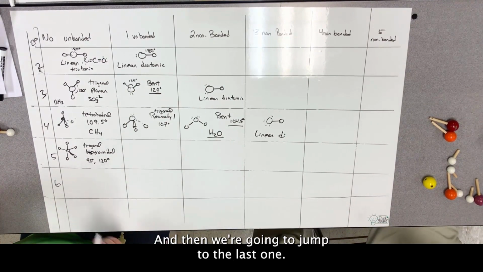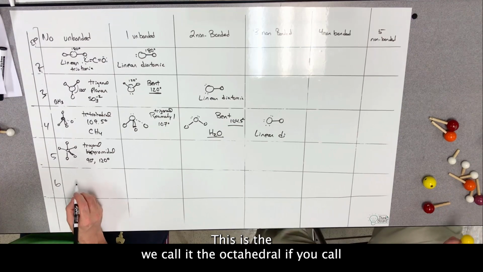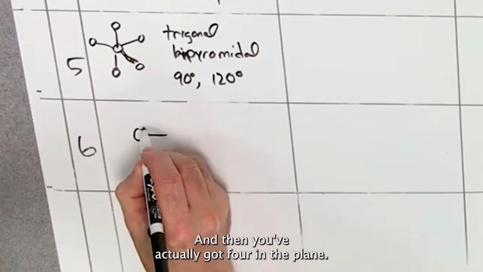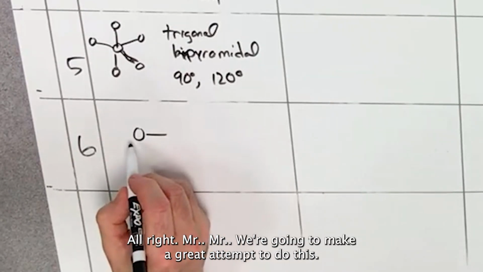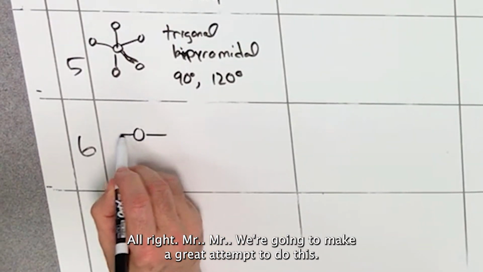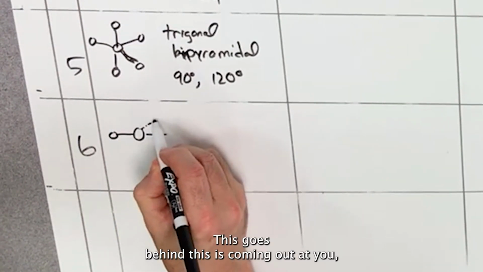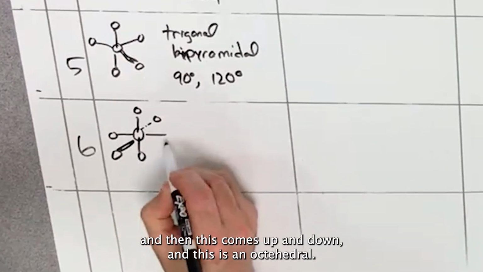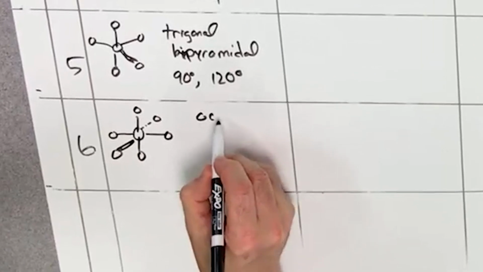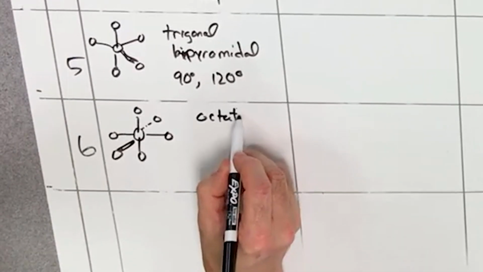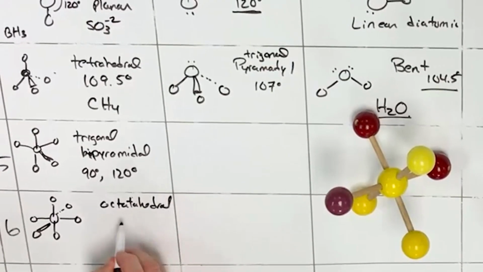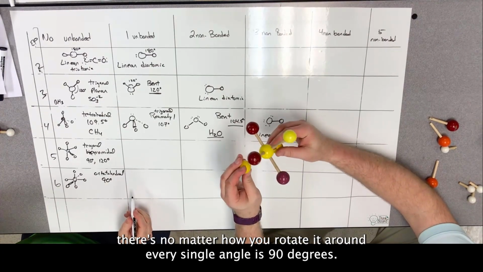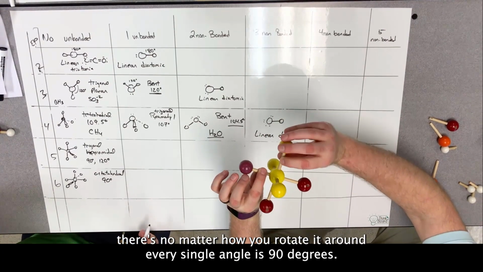And then we're going to jump to the last one. This we call the octahedral, and it's the 90-degree one. So we've got 1, and then you've actually got 4 in the plane. All right, Mr. Bergman will make a great attempt to do this. This goes behind, this is coming out at you, and then this comes up and down. And this is an octahedral. And they're all 90 degrees. So this right here, if you take a look at it, no matter how you rotate it around, every single angle is 90 degrees.